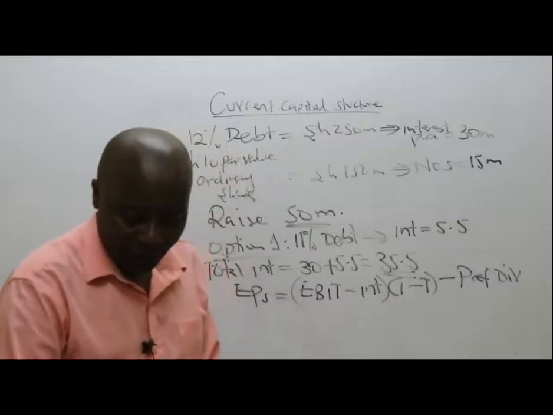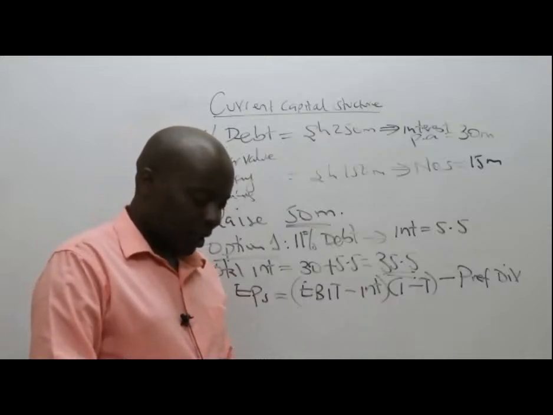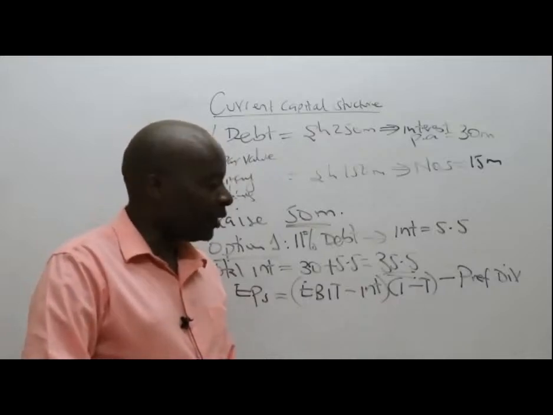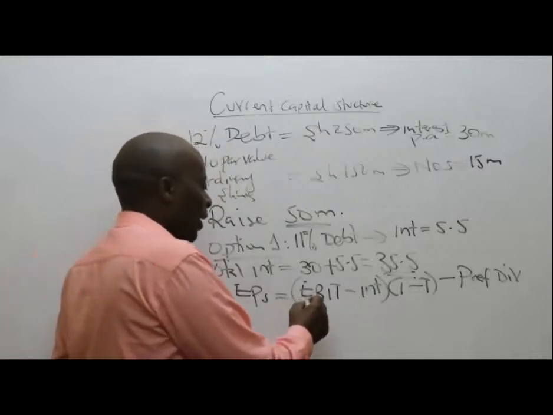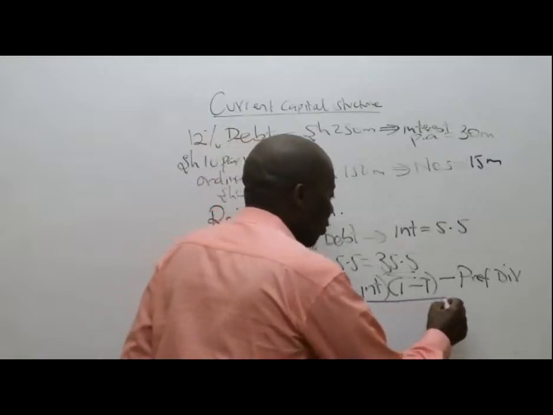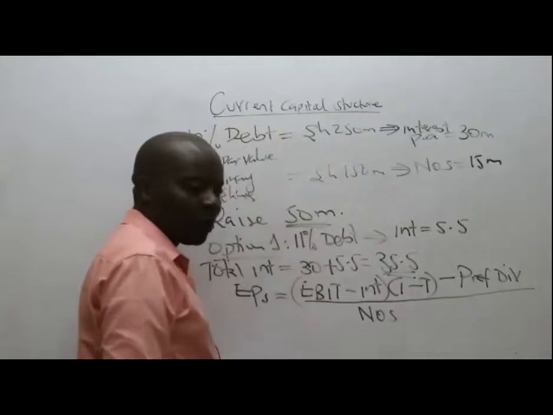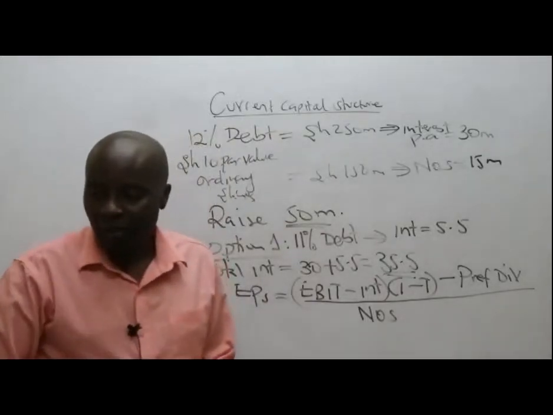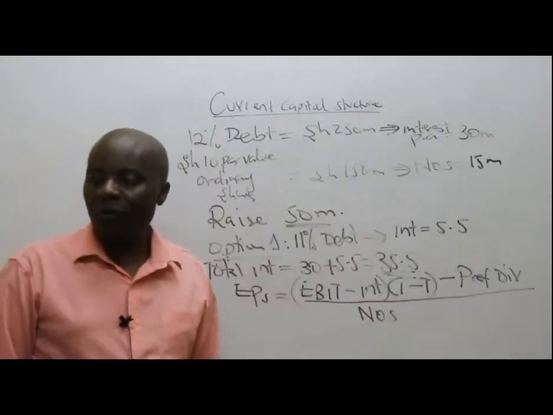EBIT minus interest, less taxation. And then outside, you put preference dividends. Remember, preference dividends are never allowed for purpose of what here? Taxation. They are never allowed for taxation purposes. So then divide this by the number of ordinary shares.